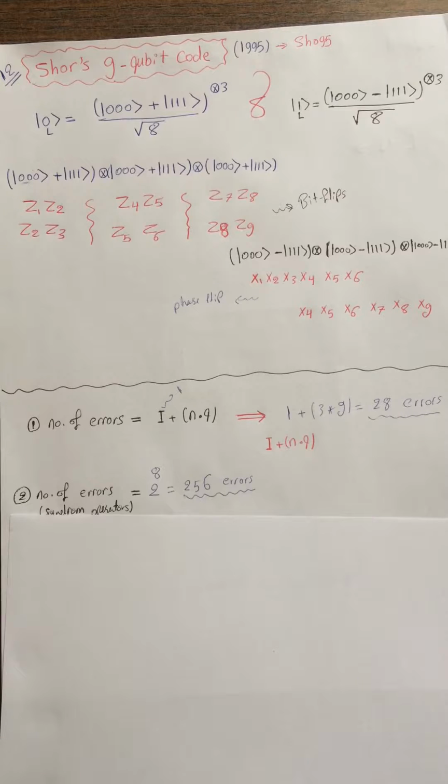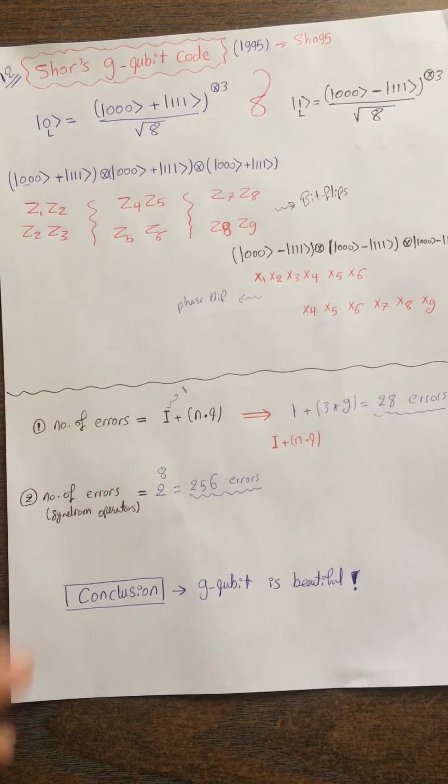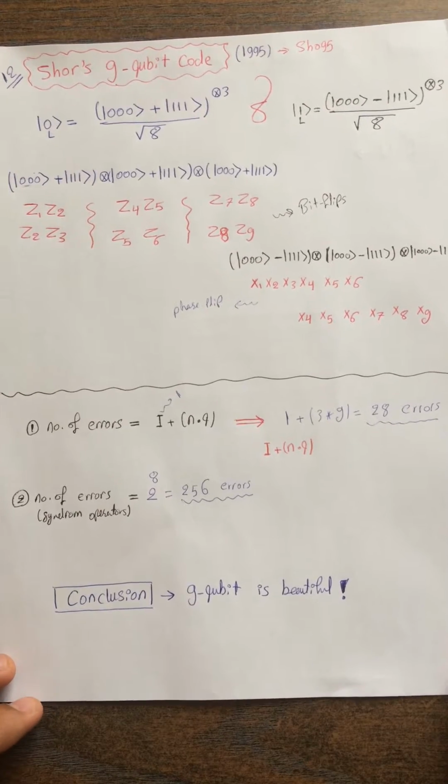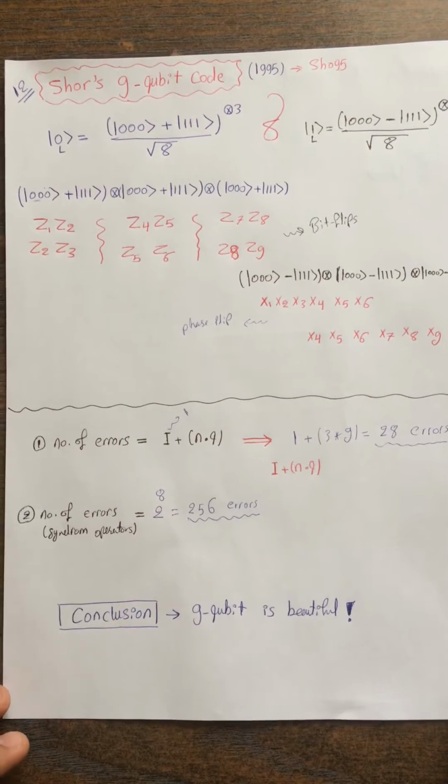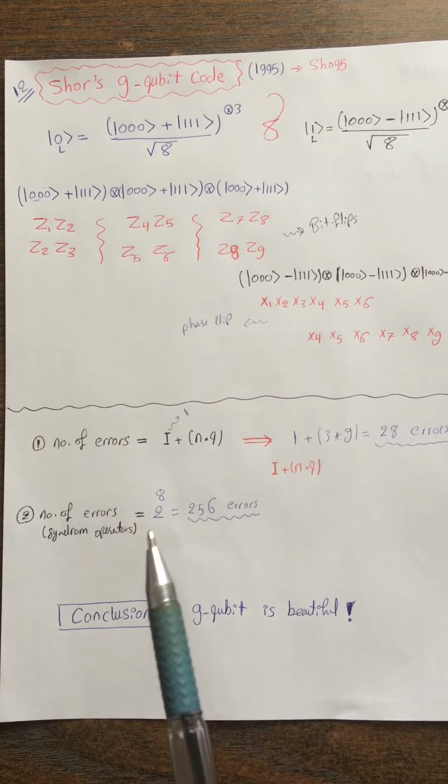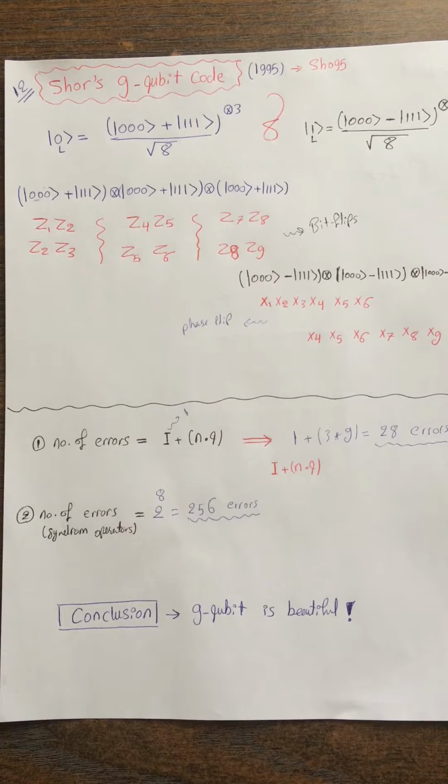So it can correct, as you see, even a huge number of errors that we have in the system; this kind of code that we have can correct them carefully. Let us say that the 9-qubit approach by Shor is beautiful, and it's not only for single qubit errors, as you see, but they are also kind of 2-qubit error correctors.